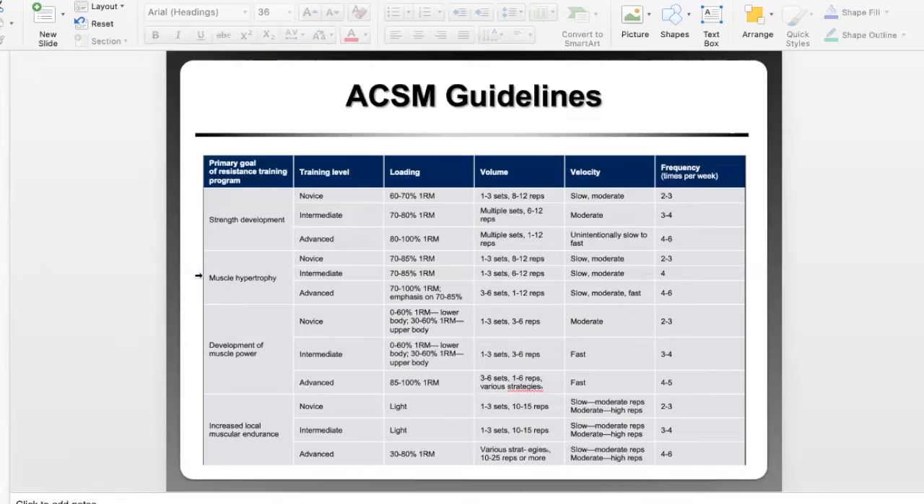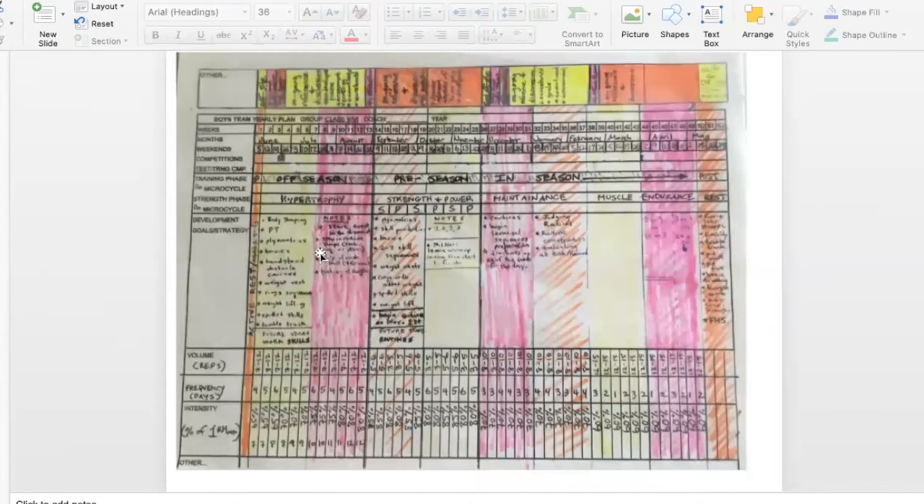Muscle hypertrophy, muscle growth. You're going to be working at a little bit of a higher 1 RM, whereas 60 to 70%, now I'm at 70 to 85% for a novice. But for the advanced individual, they're at 80 up to 100% of their 1 RM max. So let me take all of this information and show you how I apply it to my gymnastics program.